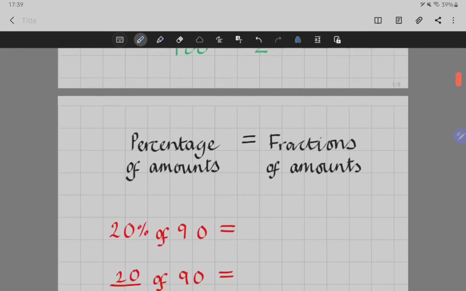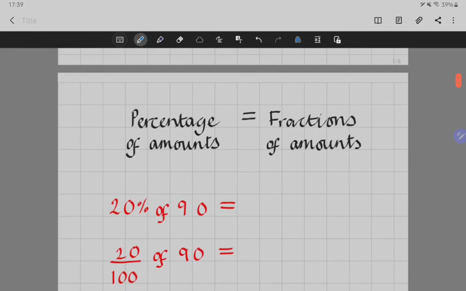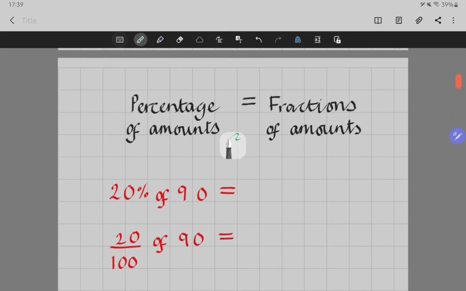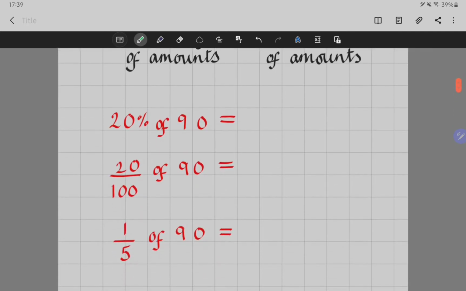So basically what I've just explained is that percentage of amounts equal fractions of amounts. They're one and the same. Okay, so let's have a look then. 20% of 90 equals the same as 20/100ths of 90. So I could divide 90 by 100 and then multiply by 20, but that's not the most efficient method. It'd be more efficient for me to simplify this fraction into its simplest form using division. So 20/100ths is the same as saying 1/5, because I can divide both these numbers by 20.